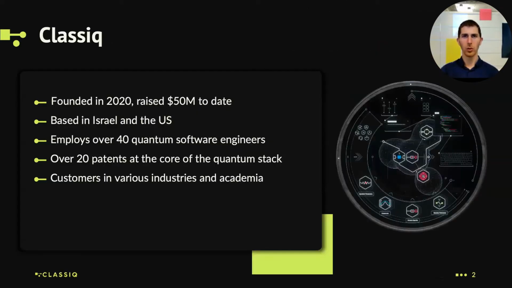But first, for those who don't know us yet, Classiq was established 2 years ago. We raised so far $50 million, based in Israel, in the US, soon expanding our team also to Europe and Japan. Currently, we have a team of over 40 quantum software engineers and quantum information experts, who develop a quantum algorithm design platform that is already being used in several industries and academia.